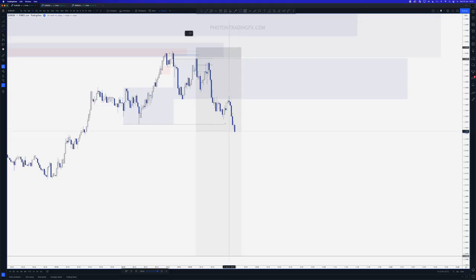So let's talk through this. Well, two clear POIs I can see. This would be the last unmitigated level from those series of mitigations. So this would definitely be the most ideal place as it currently stands to look to get short from. And it's within the M15 flip zone, this blue box. Another level we clearly have is this level here.